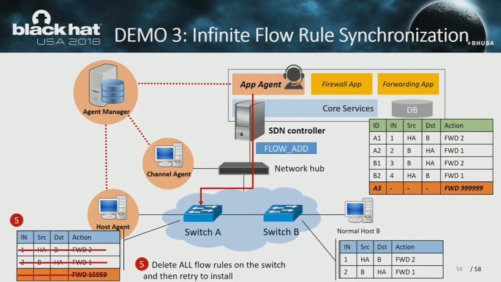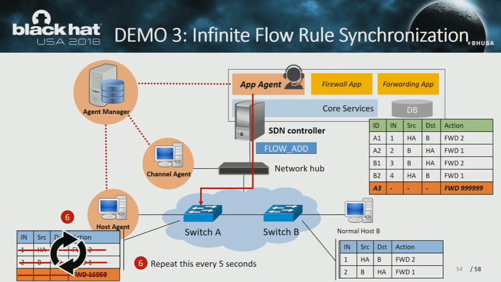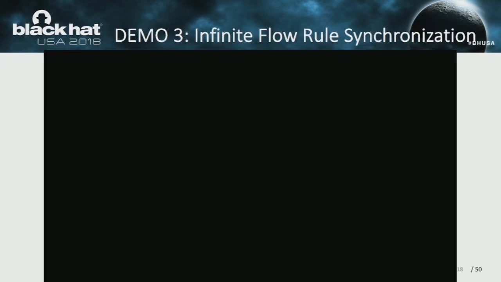But from the controller's view, the installed flow rule on the switch does not match the original one in the controller's flow table. So it clears all installed flow rules and tries to reinstall them. But still, they are not the same as each other due to the overflowed value, so this is infinitely repeated every 5 seconds. So let's take a look at the video clip finally.